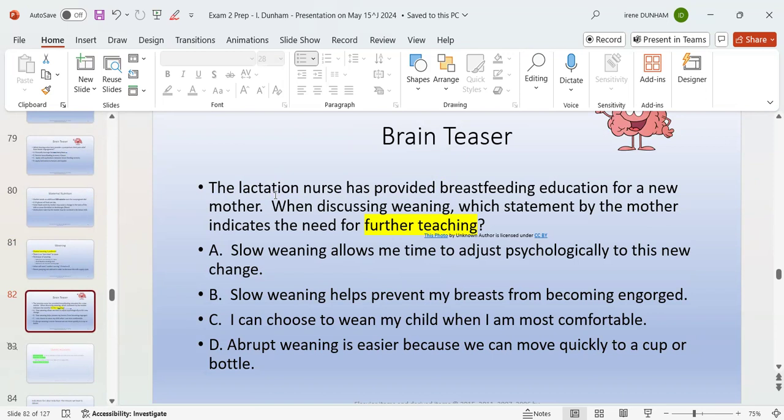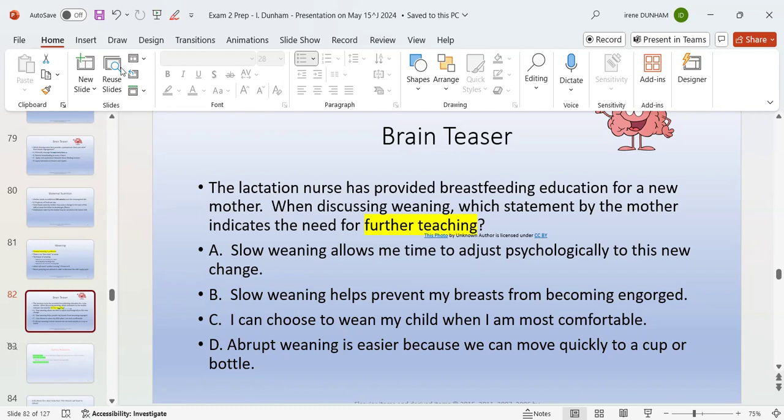So which one would you say needs further teaching? I said it would be C. What about D? I said it would be D, but if I said that, abrupt weaning is easier because we can just move quickly to a cup or bottle. Is that good for the baby? No, not at all. And mom can choose to wean her child when she's most comfortable, because remember, it's never a really great time to do it, right? But you always want to do the daytime first and then leave the nighttime to last because we talked about comfort feeding. But abrupt weaning is easier because we can move quicker to a cup or bottle.